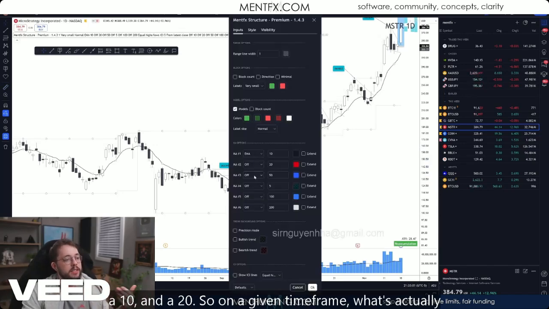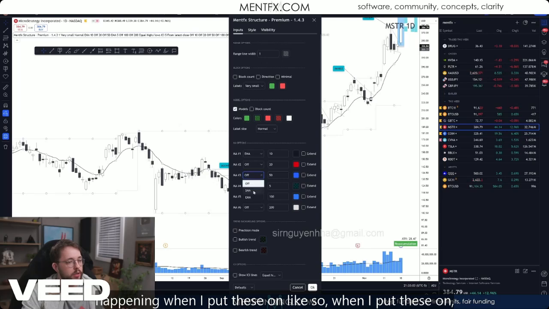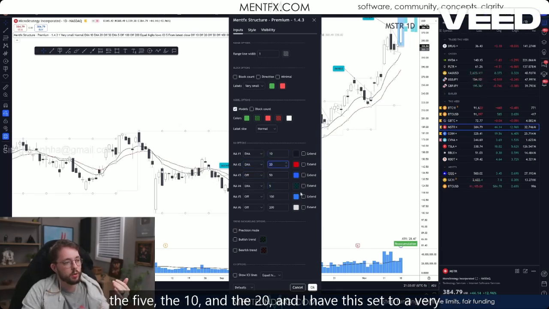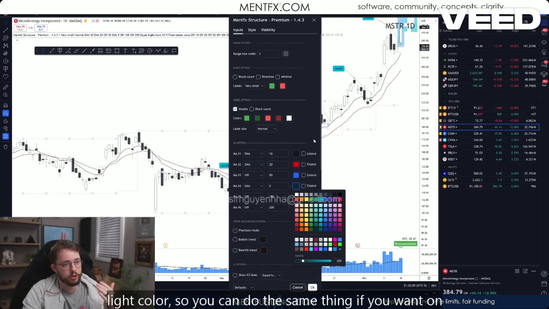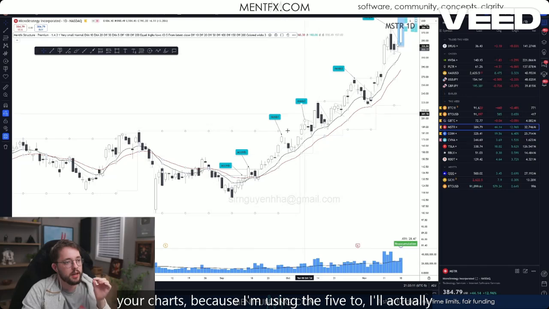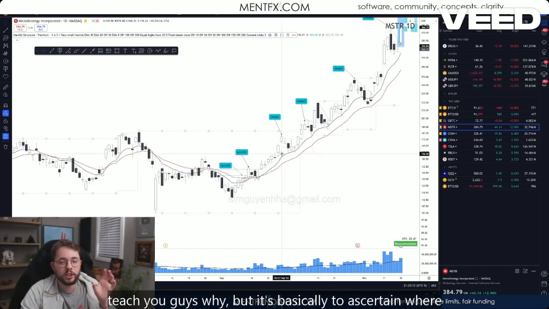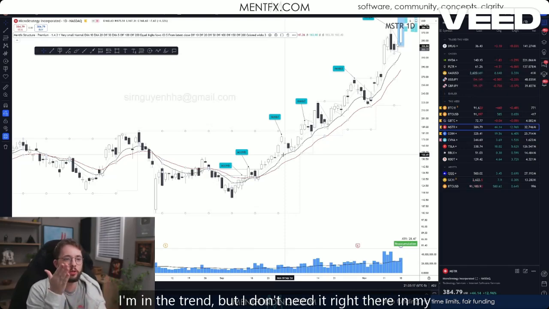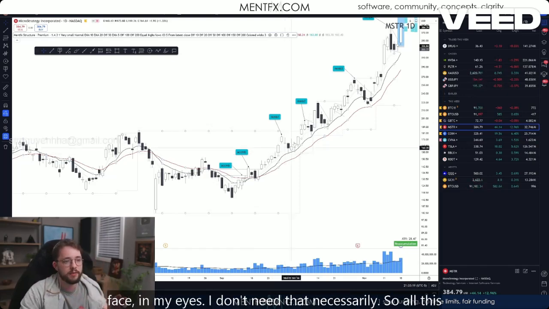So on a given time frame, what's actually happening when I put these on, the 5, the 10, and the 20, and I have this set to a very light color, so you can do the same thing if you want on your charts. I'll actually teach you why, but it's basically to ascertain where I am in the trend, but I don't need it right there, like in my face, in my eyes. I don't need that necessarily.